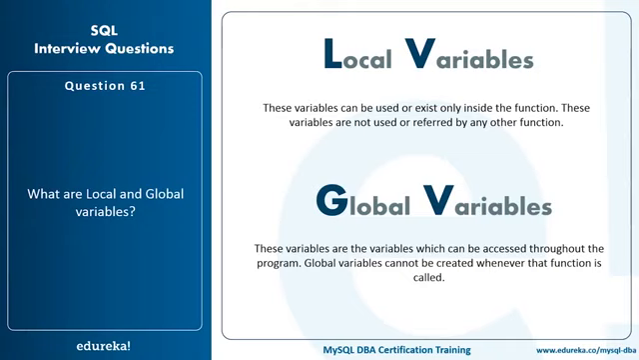Coming to global variables, these are the variables which can be accessed throughout the program. So global variables cannot be created whenever the function is called, but yes, they can be accessed throughout the program. So guys, that was about the local and the global variables.